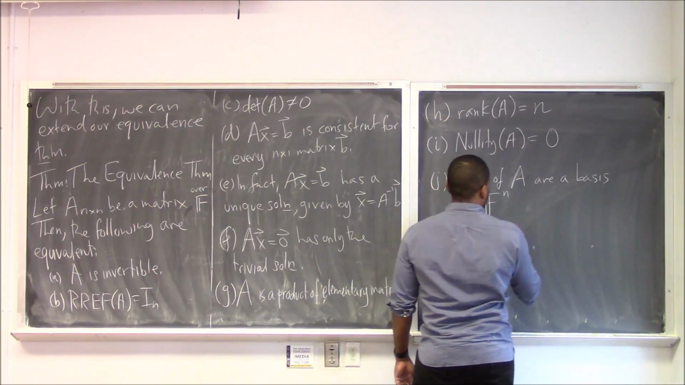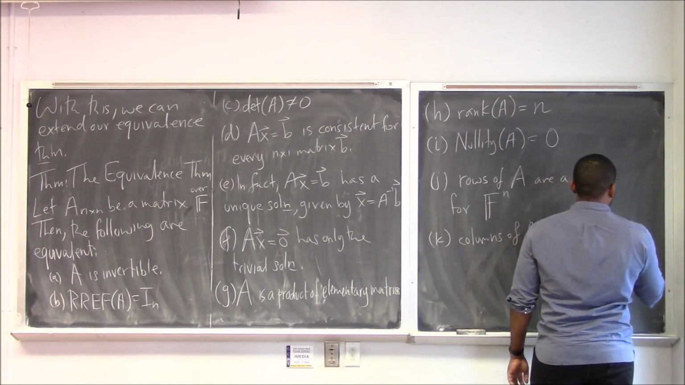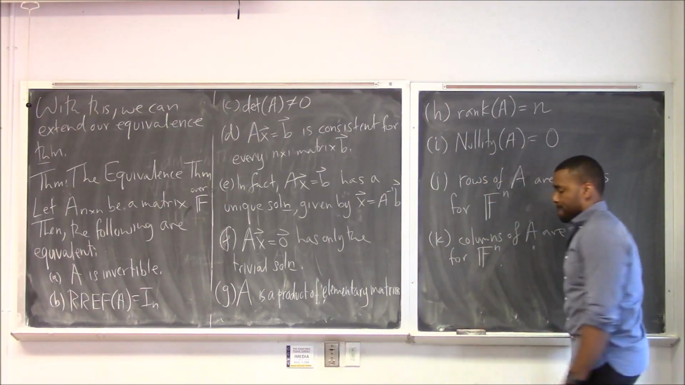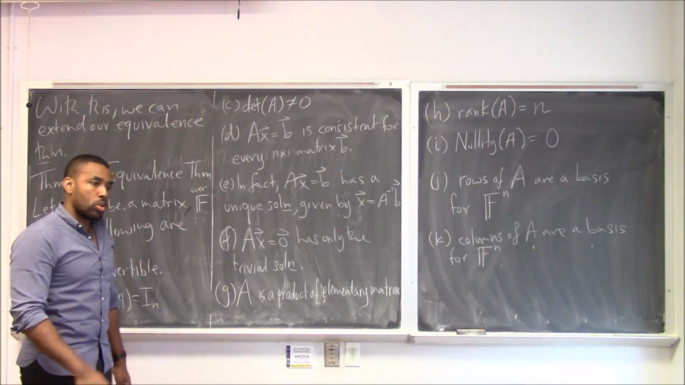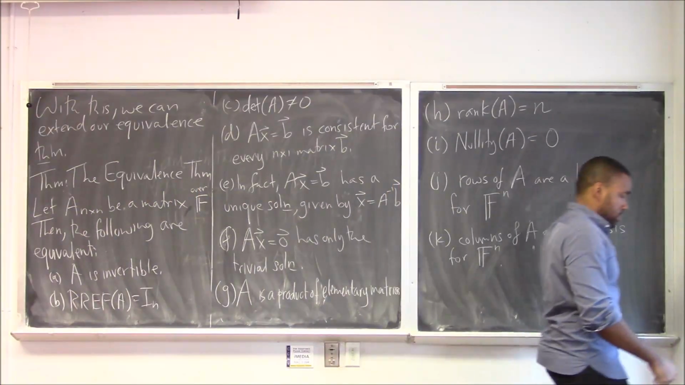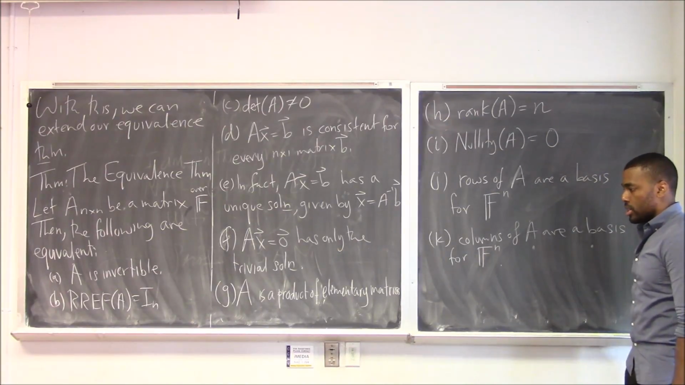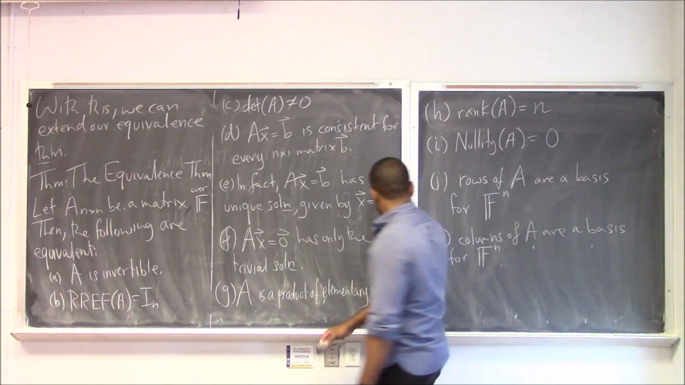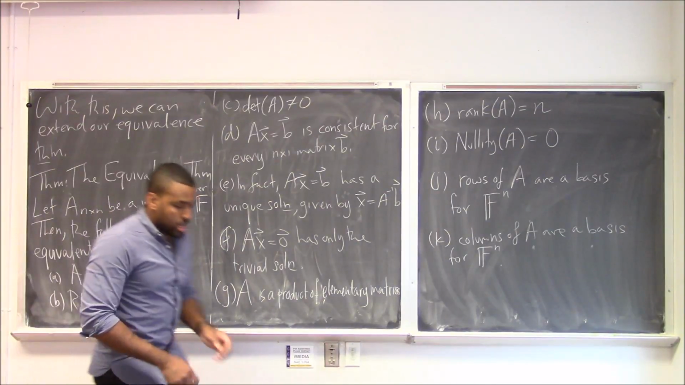What about the columns of A? Same thing. So the columns and rows will be a basis for Fn. So any invertible matrix, if I take all its columns, that's a basis for the domain space. If I take all its rows, that's a basis for the range space. J, K. I think that's all we have so far.